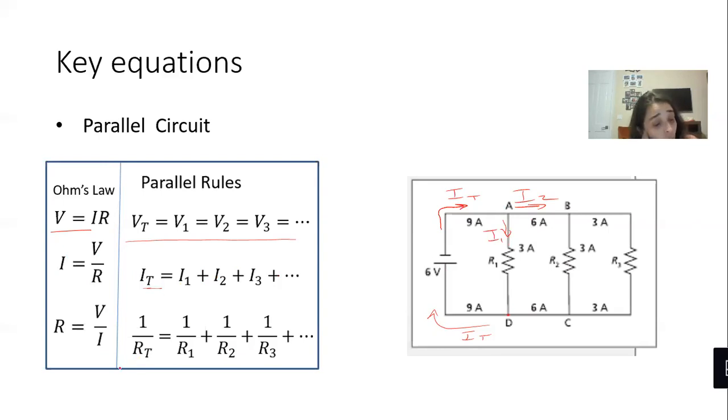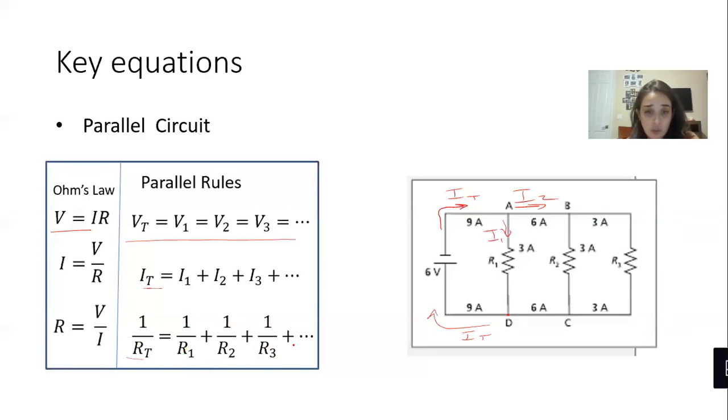Figuring out the total or equivalent resistance in a parallel circuit is a little bit more complicated than in the series one. Here we see this weird equation where the inverse of the total resistance is equal to the sum of the inverse of each resistor. It's a strange relationship. You just need to know this equation and how to use it to find the total resistance, and we're going to practice that now.